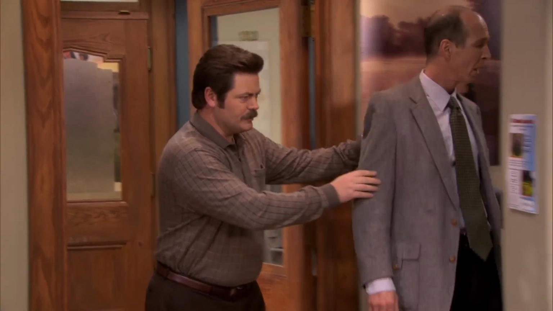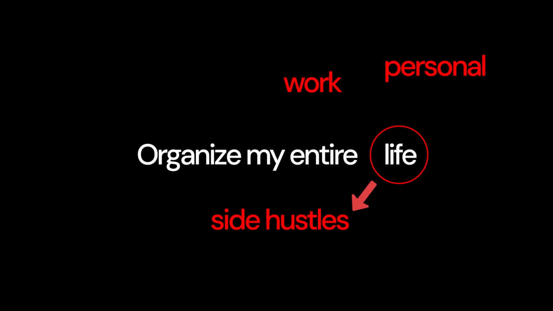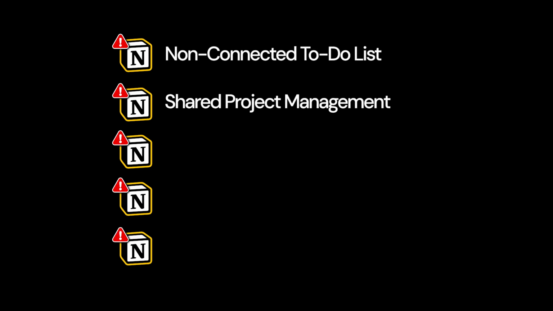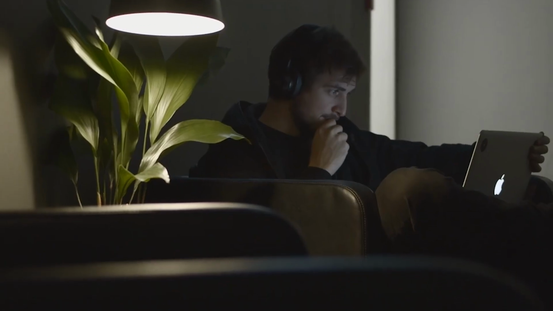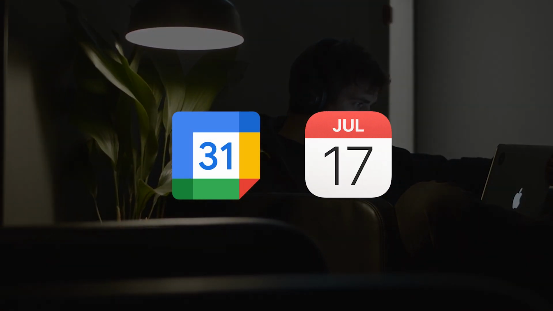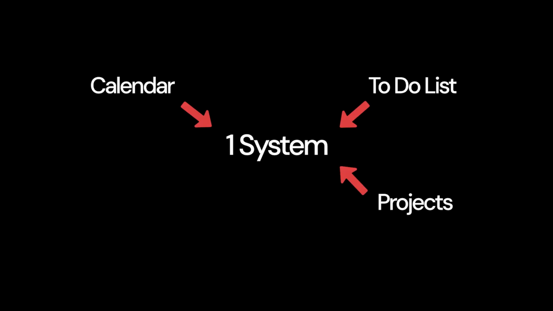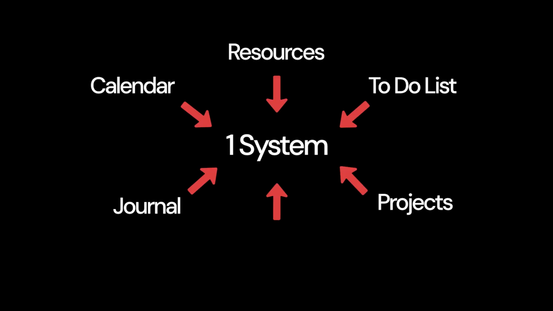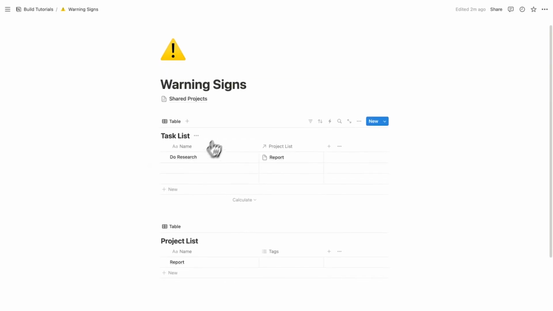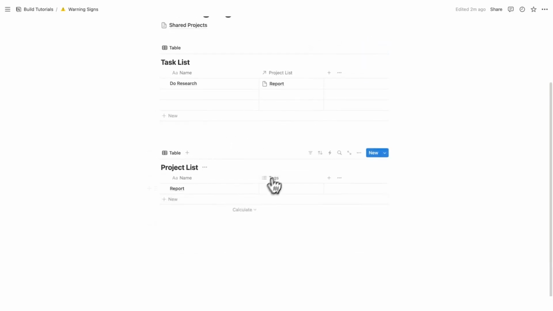That's not bad, but it's difficult to organize my entire life across work, personal, side hustles, and so forth. Well, this warning sign has to do with the project management. See, the issue is you're still using Google Calendar or Apple Calendar. Again, bring as much as you can into one system. There's just less stuff then that you have to check every single day. So here we have the task list and we have the project list.